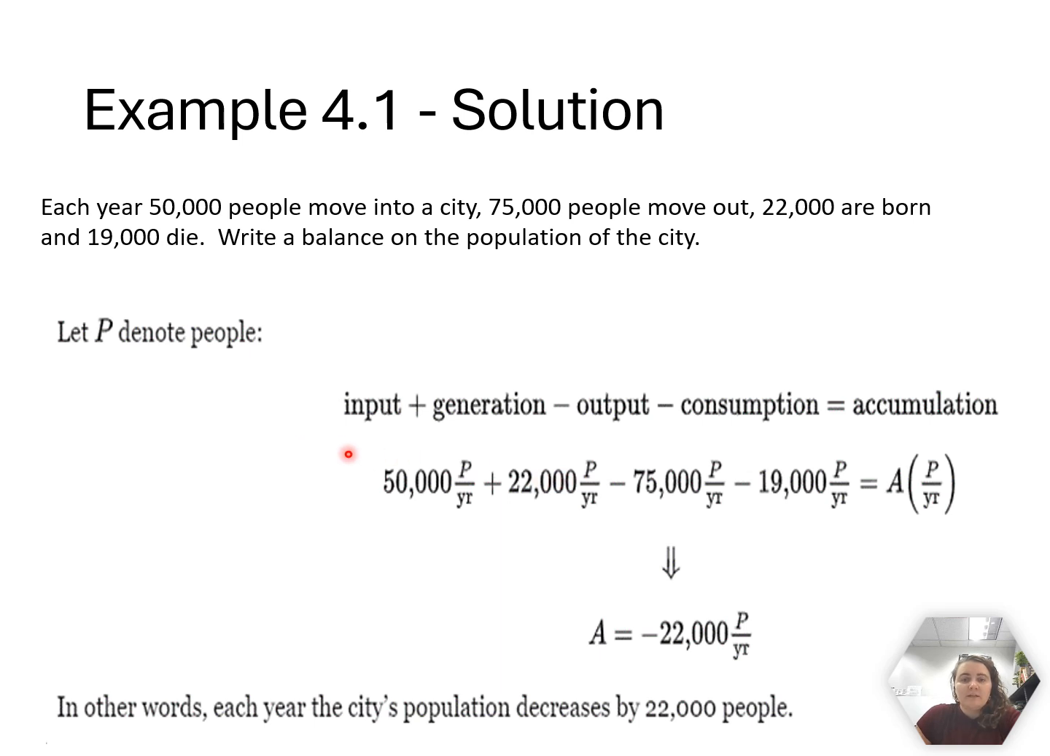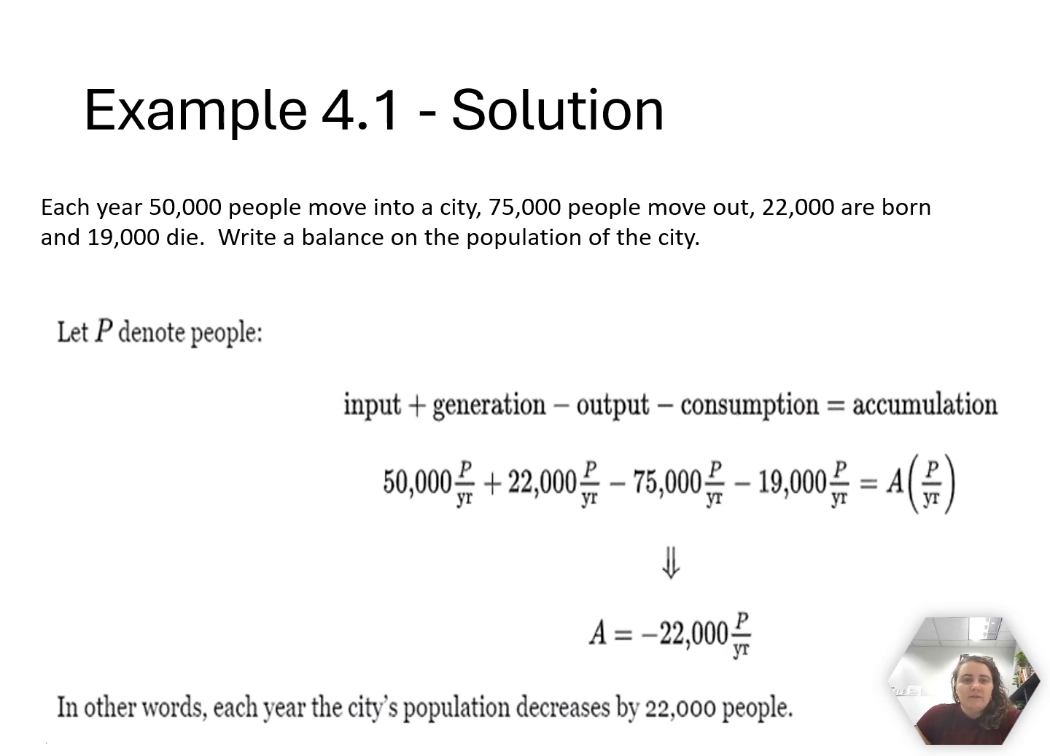Okay, and then what we need to do is figure out what is the input, the generation, the output, the consumption, and the accumulation. Basically, the problem is asking for the change in accumulation. So we're looking at the change in people per year. That's what's going on here.